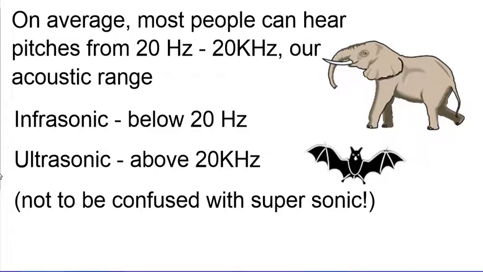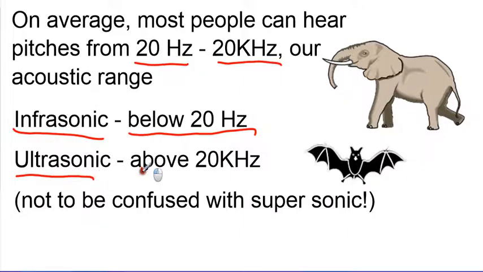Now, on average, most people can hear pitches from 20 hertz to 20 kilohertz. And this is what we call our acoustic range. There are greater ranges than this. So if we go below 20 hertz, this is what we have defined as infrasonic. And this is actually the range that elephants communicate at. And then we also have ultrasonic, which is above 20,000 hertz. And this is the frequency that the bats use.